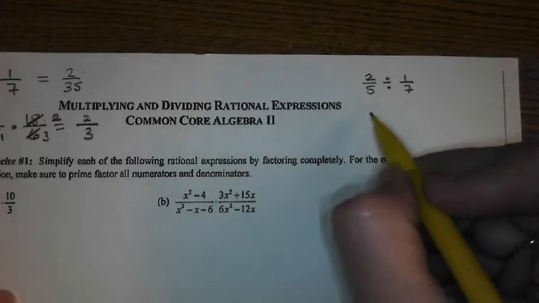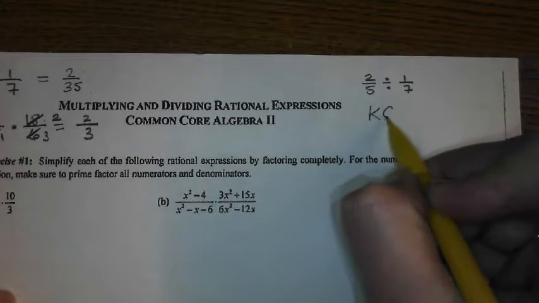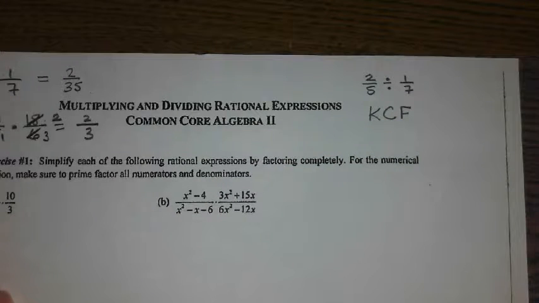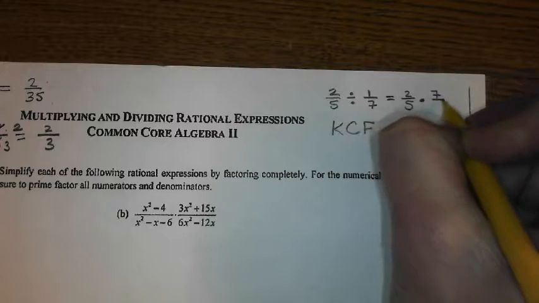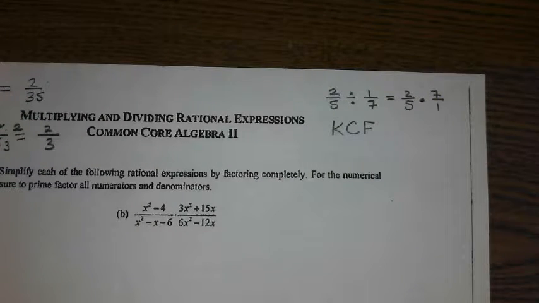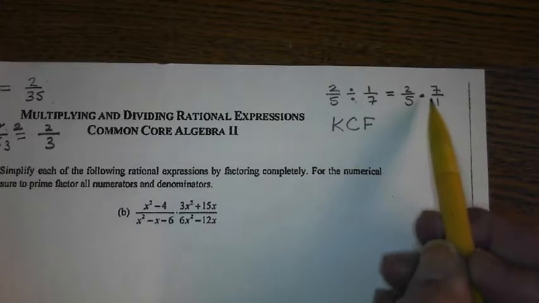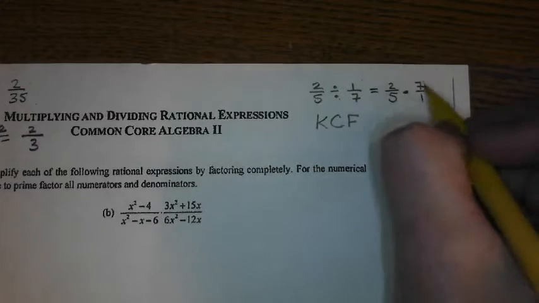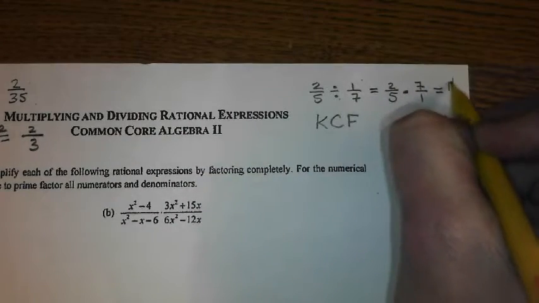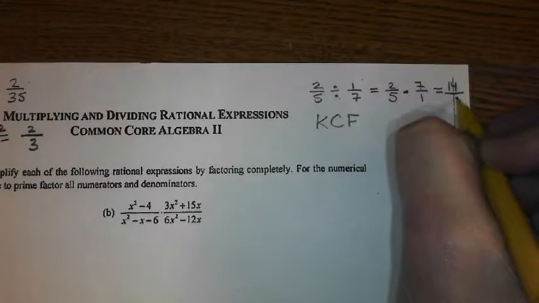How do you divide fractions? Not to be confused with KFC. You know what KCF means? Keep, change, flip. You don't divide fractions, you instead rewrite it as multiplying by the reciprocal. So the 2/5 stays the same, we keep. We change the division to multiplication, and we flip the 1/7 to 7 over 1. And then we multiply across. 2 times 7 is 14 over 5 times 1 is 5.